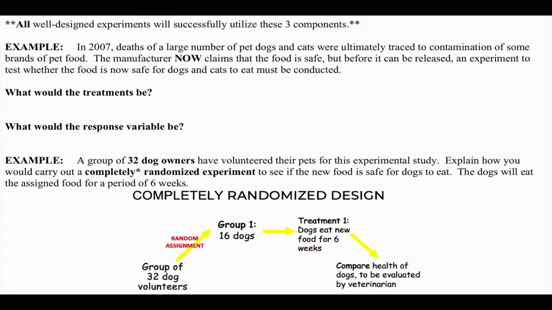So there's a trust issue here. This company, there's a trust issue. People don't want to buy this food anymore because they said, hey, it killed deaths of a large number. This is a large number too. So they want to get their trust back. So what do they do? They do an experiment to show everyone, hey, we're okay now.